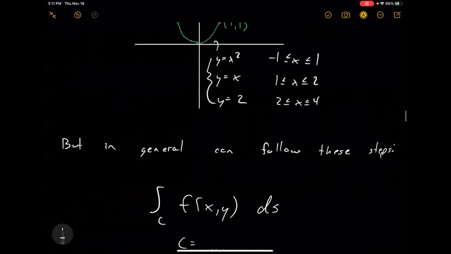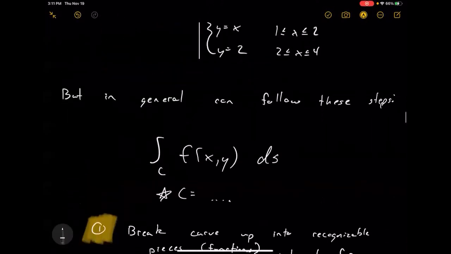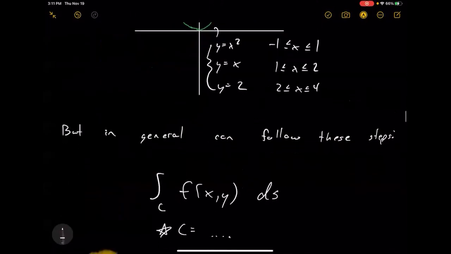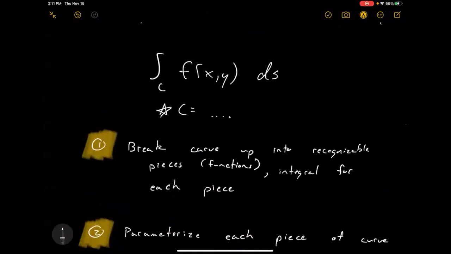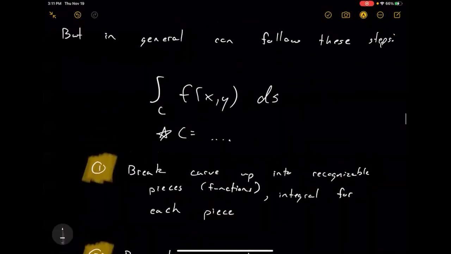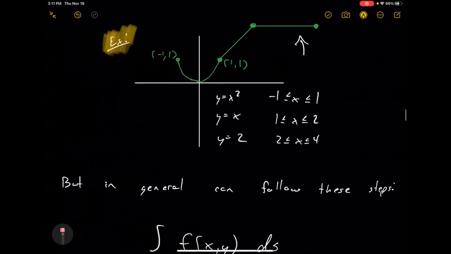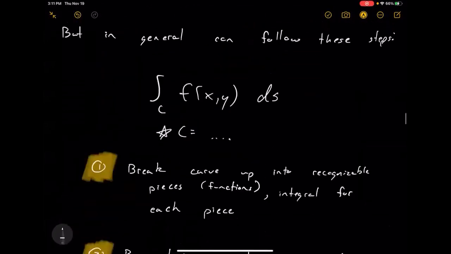Okay, this curve C, at its most complicated, is going to look like something like this, where it's a bunch of different functions kind of pasted together. Okay, so step one, break that curve up into the recognizable pieces or functions, and then we want to make an integral for each piece. So for this type of complicated curve, I would need to figure out the function for each of these pieces. Okay, and I'm going to do this process for each piece essentially.